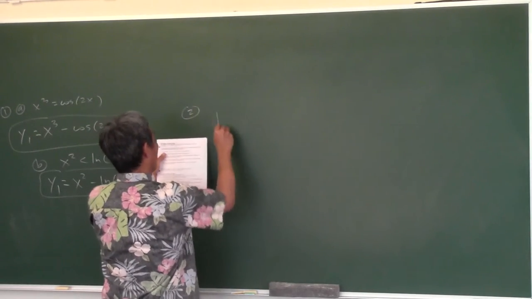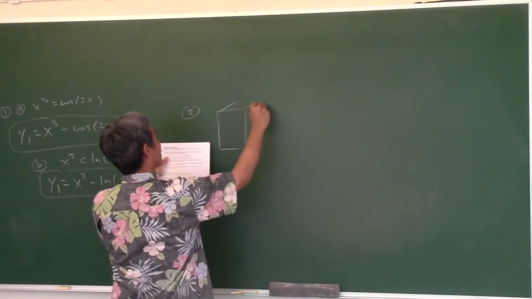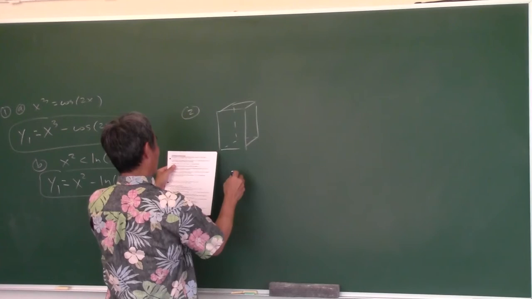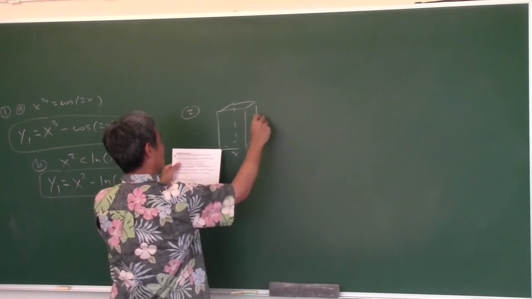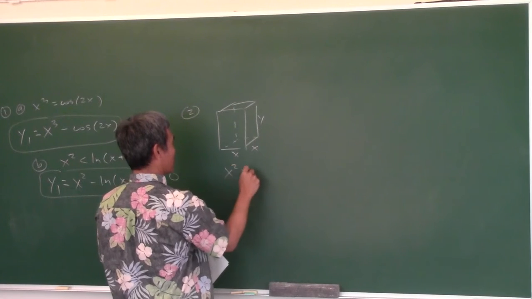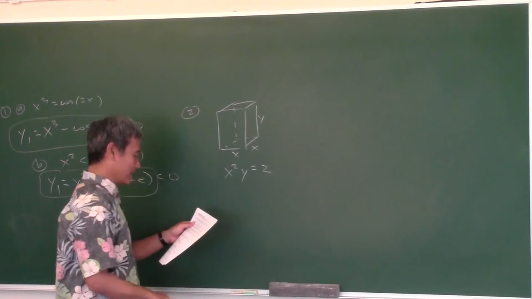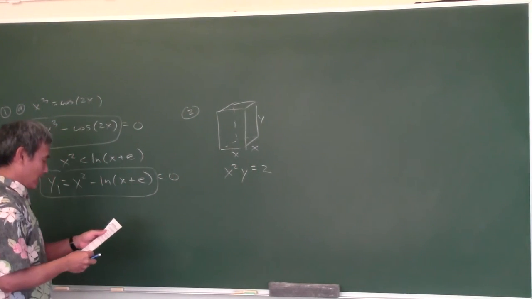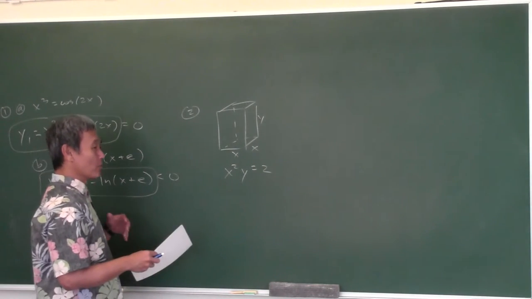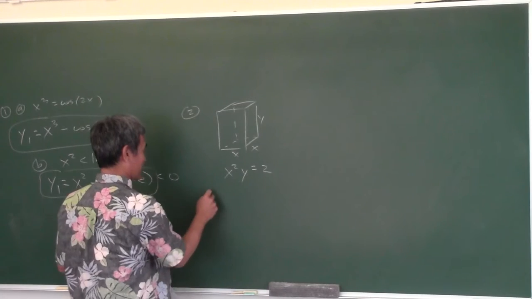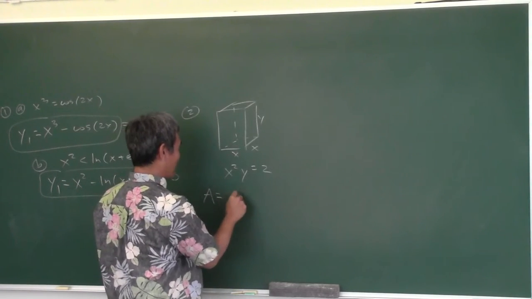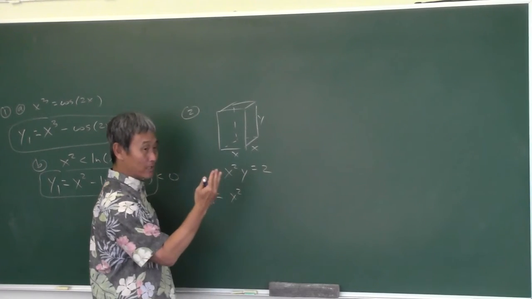Okay, number 2, an open top box with a square base is to have a volume of 2 cubic meters. So you can clearly see that x squared times y equals 2. Find the dimensions of the box so that the amount of material used is a minimum. So what do we want to minimize in this problem? The surface area.